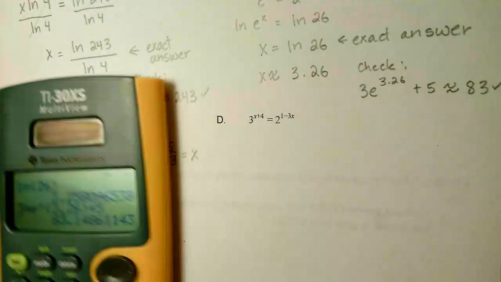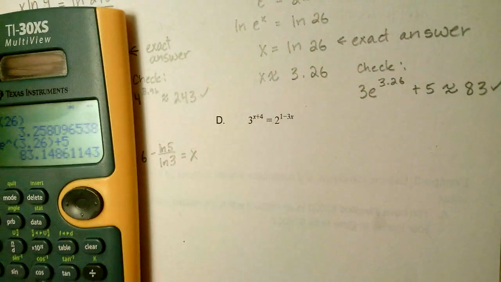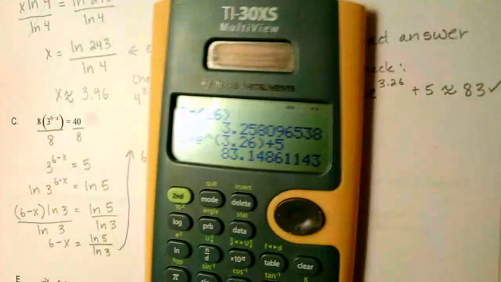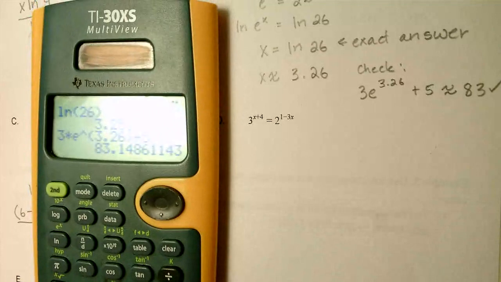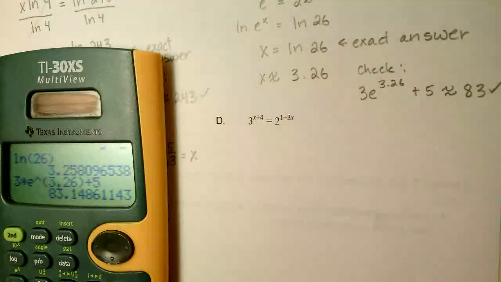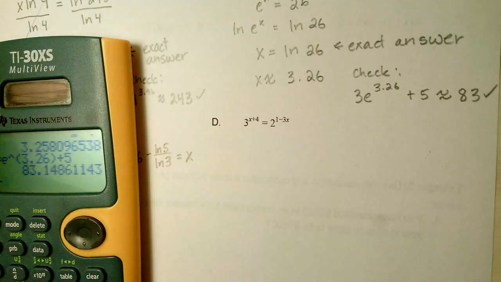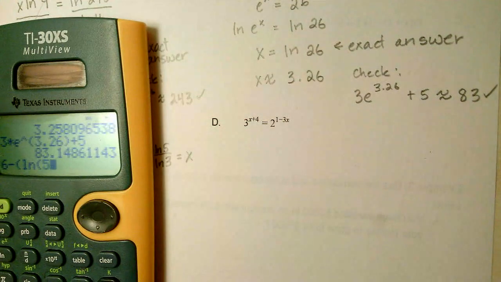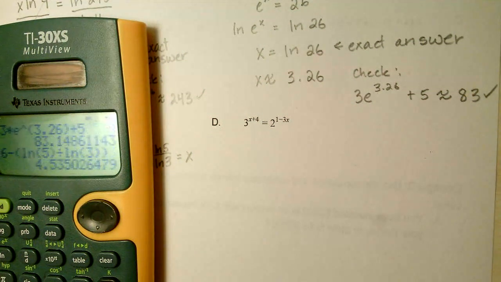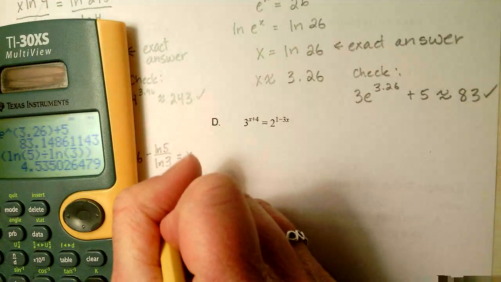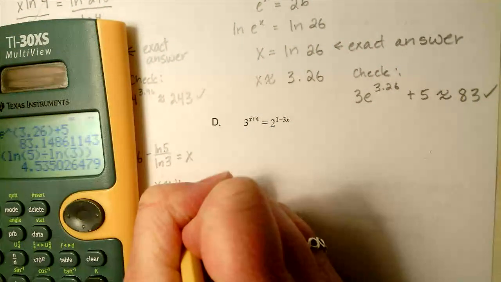So again, I want to see what that is as a decimal. Sorry, I know the glare is tough on this. So I am doing 6 minus the natural log of 5 divided by the natural log of 3, and I get that x is approximately 4.54.